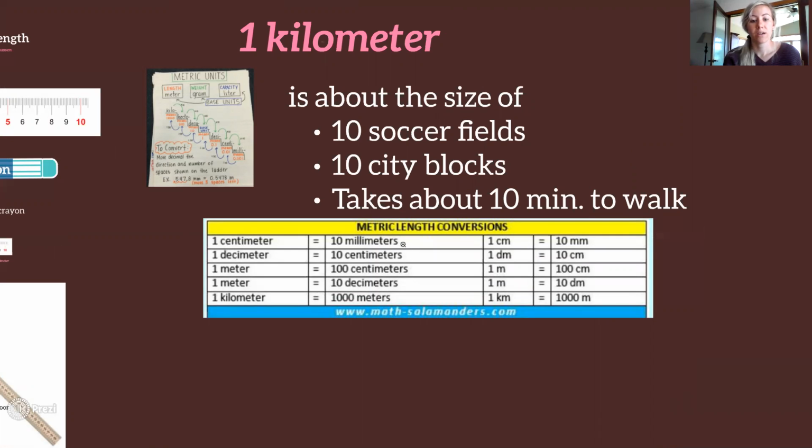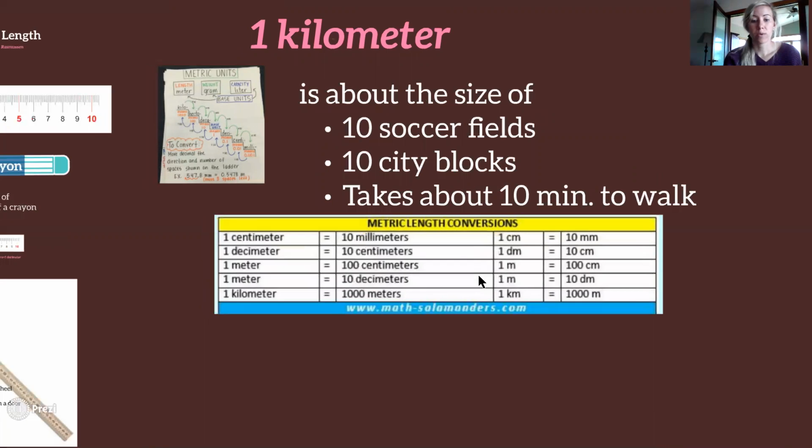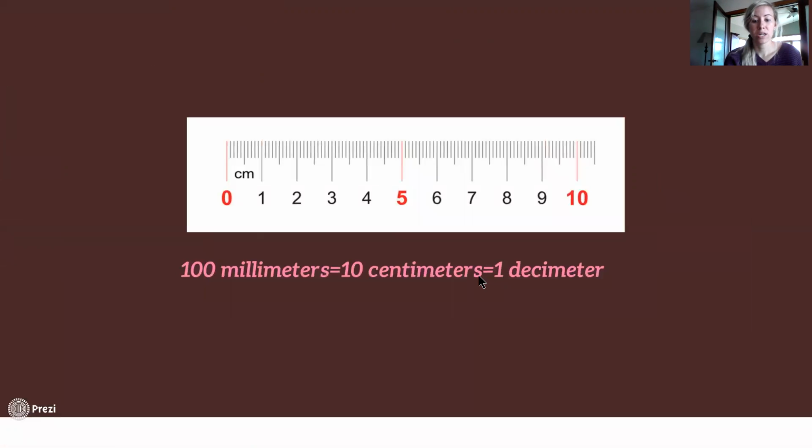One kilometer, I guess I should, 1 meter is equal to, or I'm sorry, 1 meter is equal to 100 centimeters. So if we go back, 100 centimeters, 1 meter is 100 of these here.